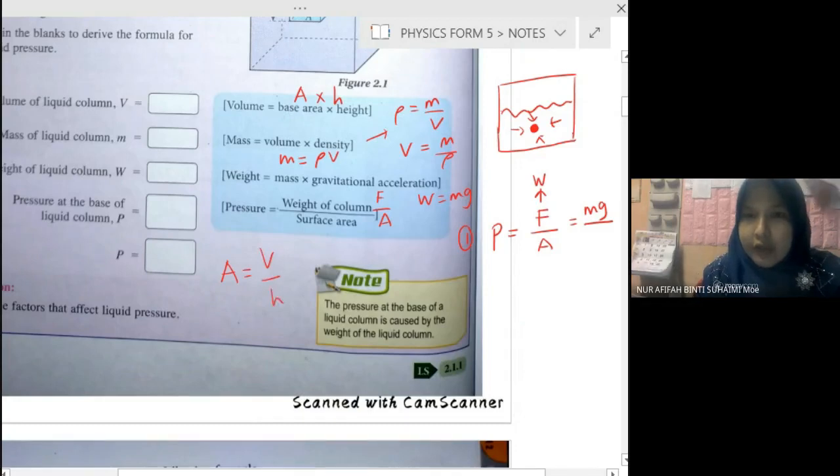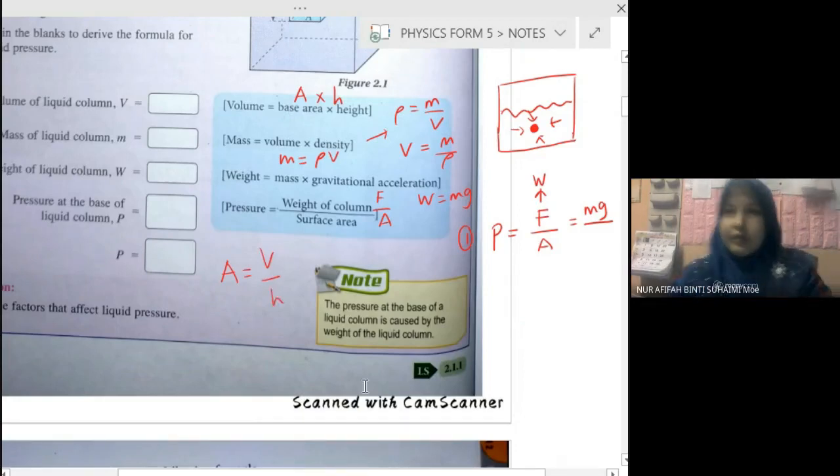H. Siapa yang nak masuk? Ada yang nak masuk tadi? Tak sempat, dah hilang lah.